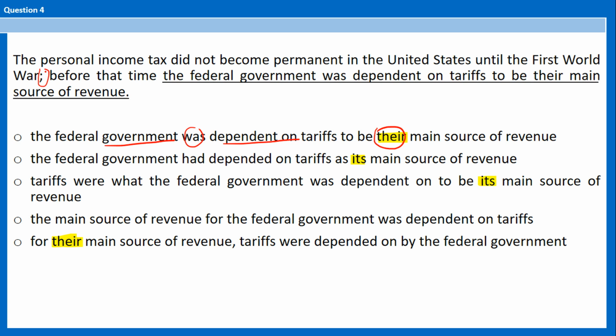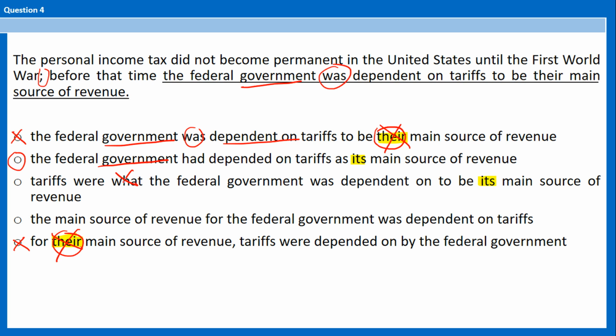After this semicolon, you have before that time what? The government was. I cannot use their, so you can eliminate those because it is plural. In number 2 you have the government had depended on tariffs as its main source of revenue. So before that time they had depended. Let's leave B for now. Okay. 3. Tariffs were what?